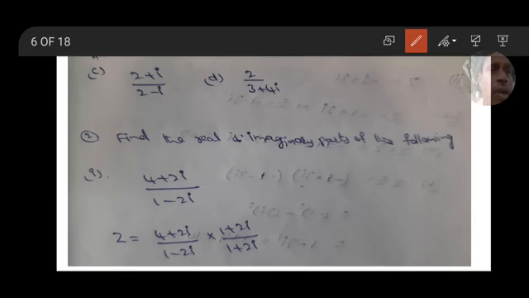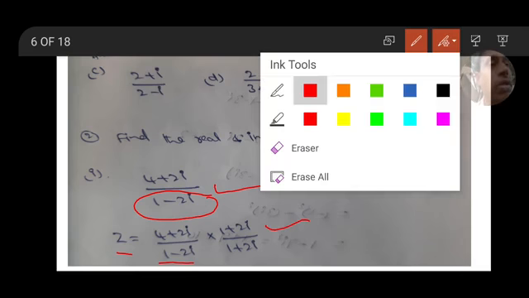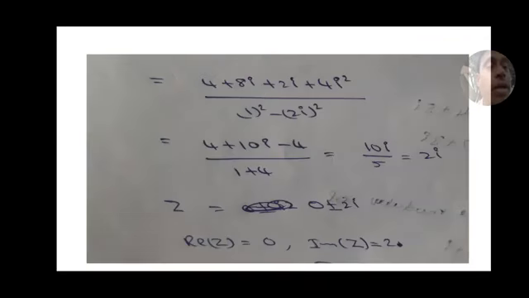Next, second problem. Find the real and imaginary parts of the following numbers. It is also the same: (4 plus 2i) by (1 minus 2i). Here the denominator is 1 minus 2i, so we have to multiply with its conjugate. Let z equal (4 plus 2i) by (1 minus 2i). Multiply and divide with (1 plus 2i) by (1 plus 2i).